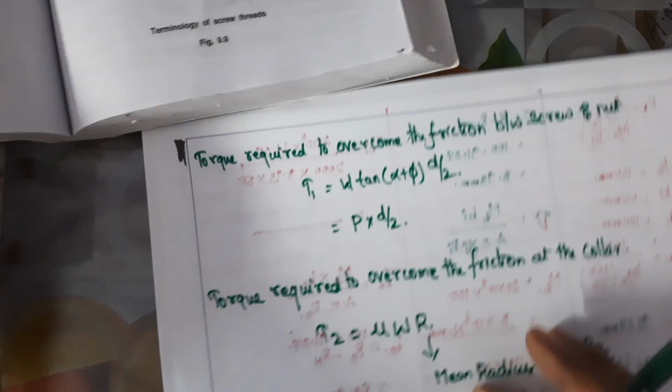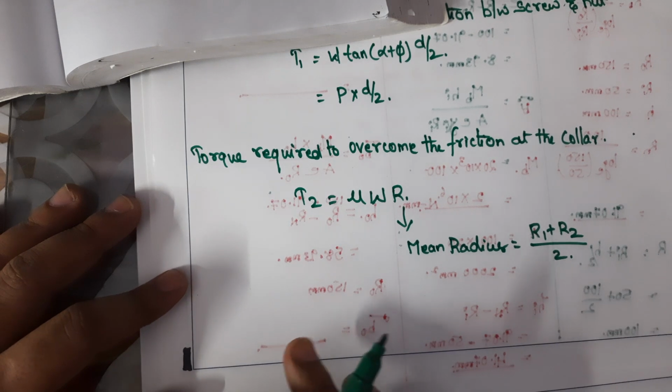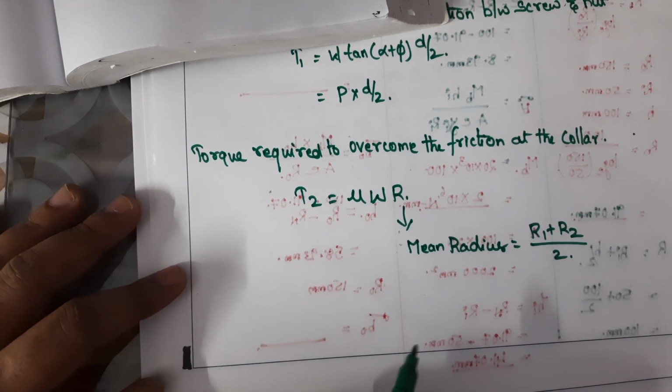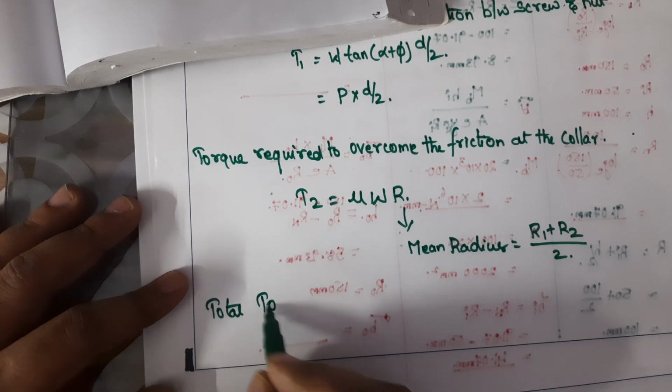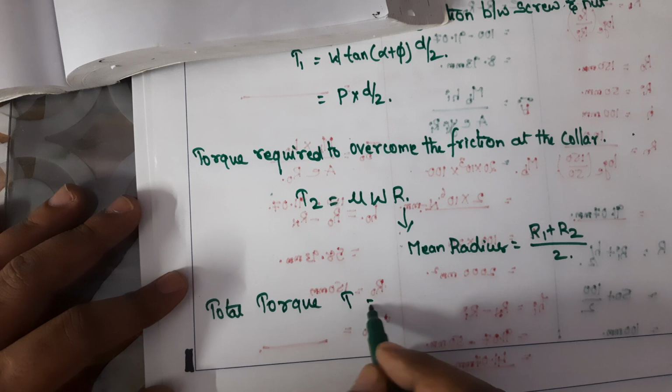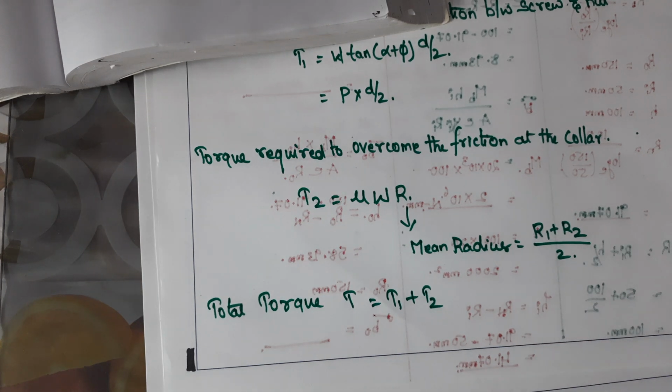While you are doing the problems, if the question asks us to find the total torque, we have to take the total torque T is equal to T1 plus T2. So you have to add the torque required to overcome the friction between the screw and nut, as well as the torque required to overcome the friction at the collar. Overall, the torque required to overcome the friction, that is to rotate the screw, is T is equal to T1 plus T2.